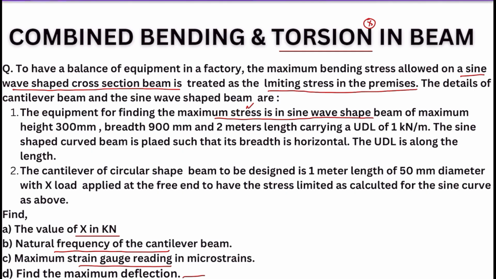The sine wave beam has a maximum height of 300 mm, breadth of 900 mm and 2 meters length, carrying a UDL of 1 kN per meter. The sine shaped curved beam is placed such that its breadth is horizontal. The UDL is along the length. It is like this. It is a sine shaped cross section.